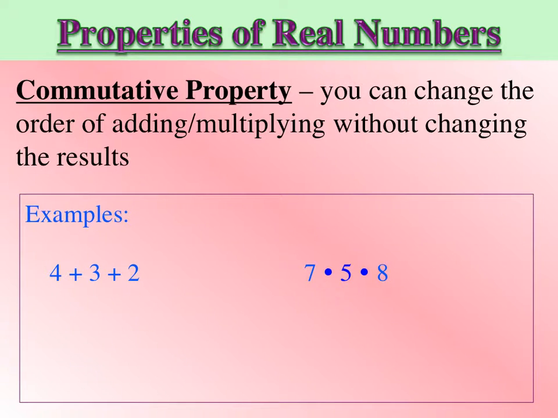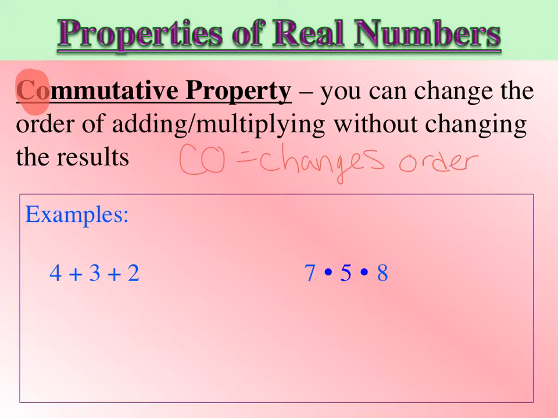Second property is one you've been learning for a lot of years, the commutative property. Commutative property says that you can change the order of adding or multiplying without changing the results. Something that I always show my students to remember this one is the CO for commutative property can stand for changes order. It's a nice way that the spelling actually tells you what the property is stating: that you can change order.